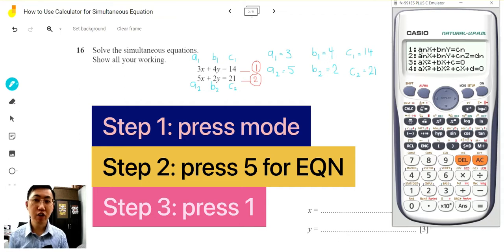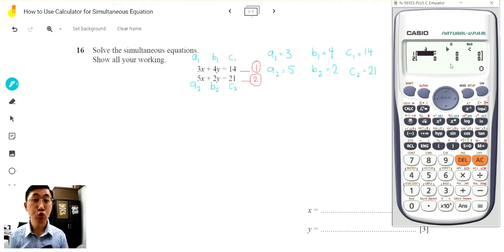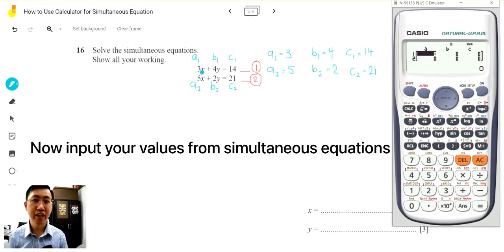Now, I want you to click on number 1 because number 1 is for simultaneous equation, right? So let's click on number 1. You will see exactly 2 rows shown to you. So you can compare. A is actually 3. So I'm click 3 and equal. They will ask you what is B. I'm going to follow. That will be 4 equal.